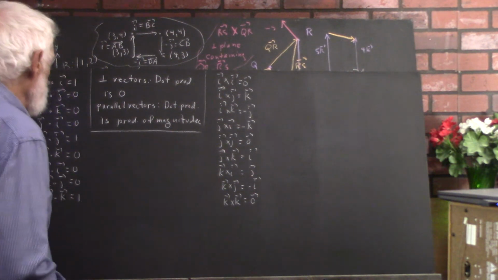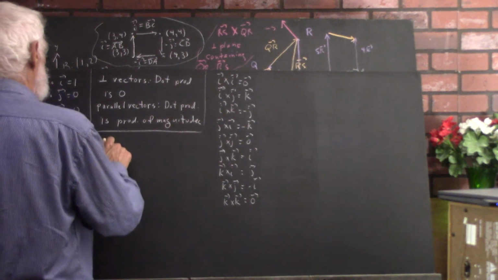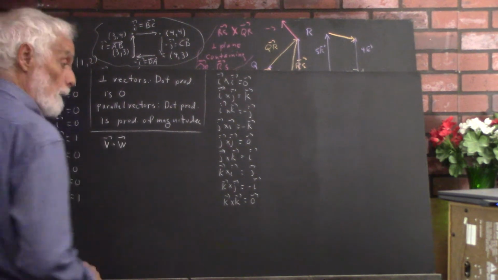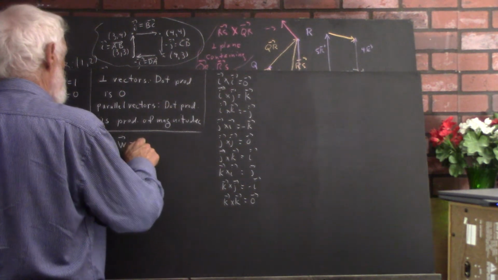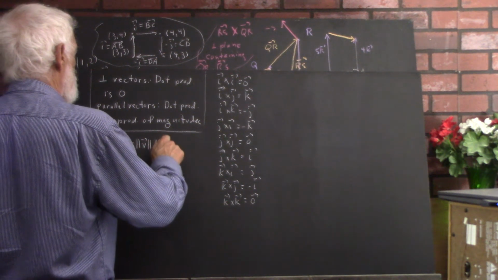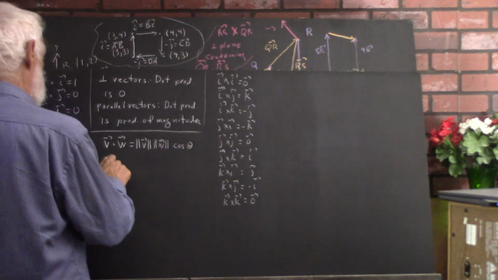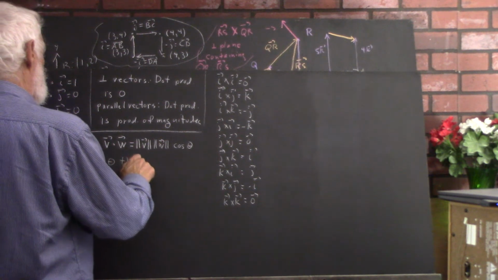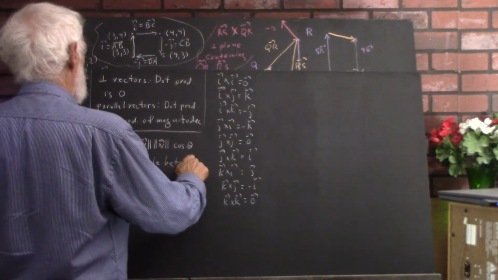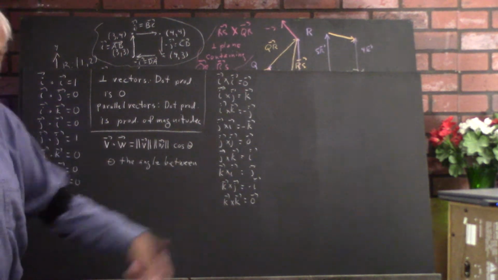Okay, then the other is that the dot product of a vector v and a vector w equals the magnitude of v times the magnitude of w times cosine theta, where theta is the angle between the 2 vectors. Now I alluded to this in the preceding video.